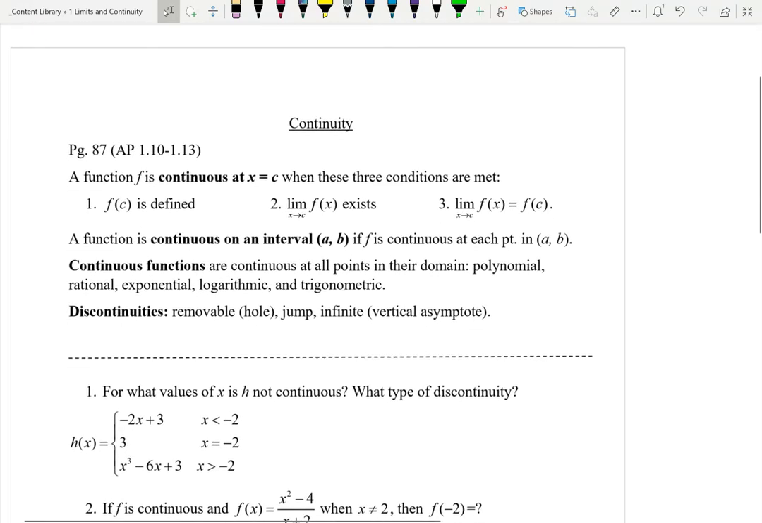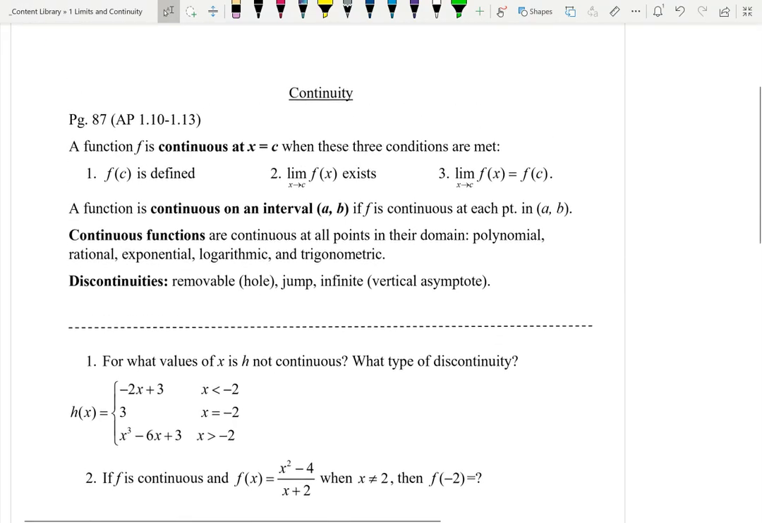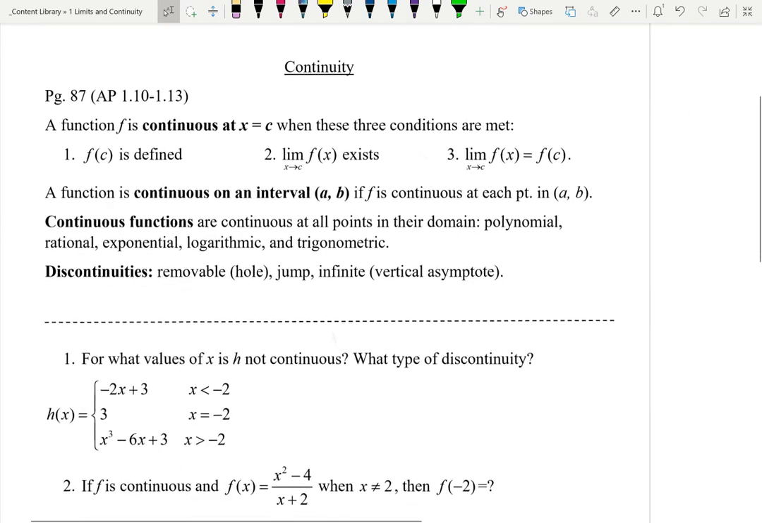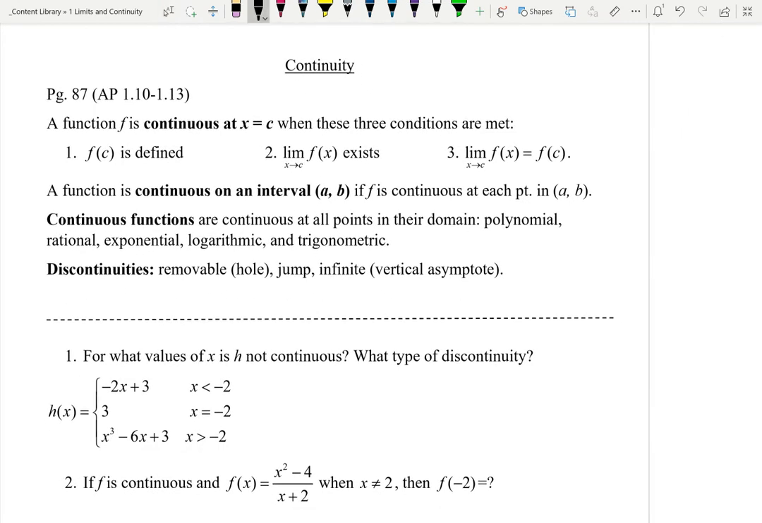All right, continuity. This really encompasses AP Unit 1, Sections 10 through 13. This is a big piece of us moving forward and getting into derivatives.